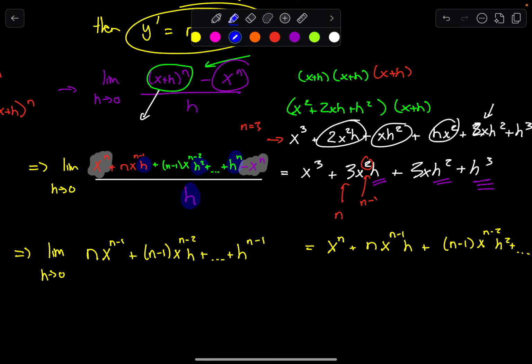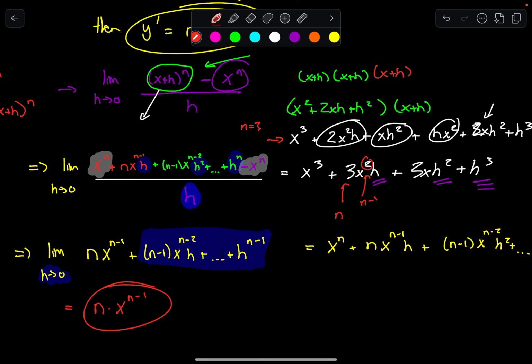And now, because there's no more h in the denominator, the only ones that have h attached to them are all of these remaining terms. Every single one of these remaining terms has an h attached to it. And so when I evaluate the limit as h approaches 0, the only thing that's going to be left standing is n times x to the n minus 1.